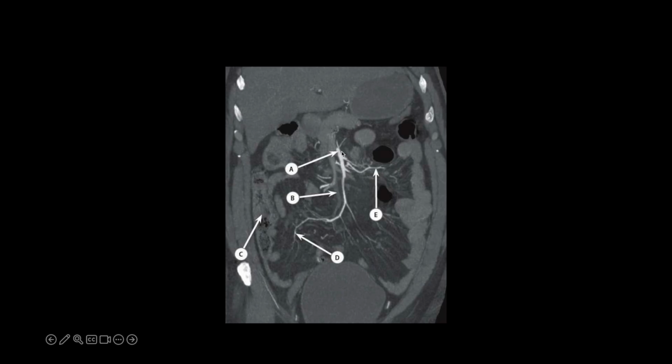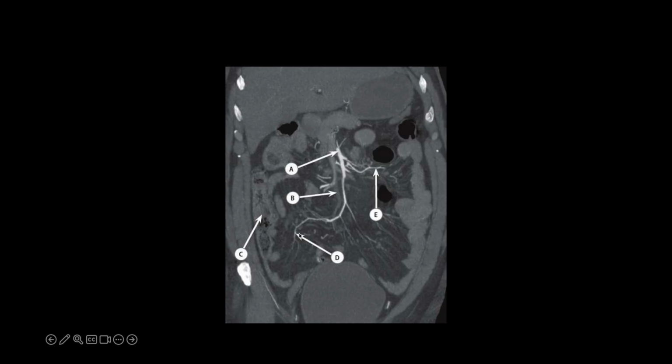So this is your SMA. This is a CT angiogram, and you can see that these branches are supplying some of the jejunum here. So E would be a jejunal branch. A is the actual SMA. B would be the SMV, just to the right of it.